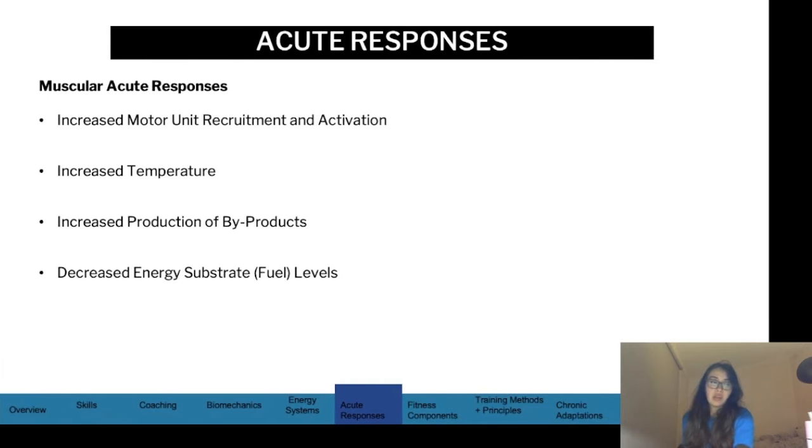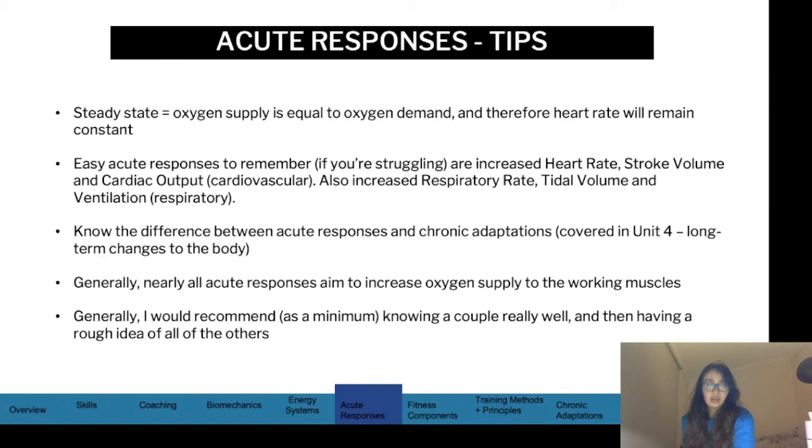Okay, we've got like 20 minutes left, guys. So just working through a bit more. Once again, tips. Pretty much most of these cardiovascular and respiratory ones revolve around increasing oxygen supply to the working muscles. So, yeah, know a couple really well and have a rough idea of all the others. VCAA often asks you to list or define two or three. So if you know three from each set, you guys should be covered.